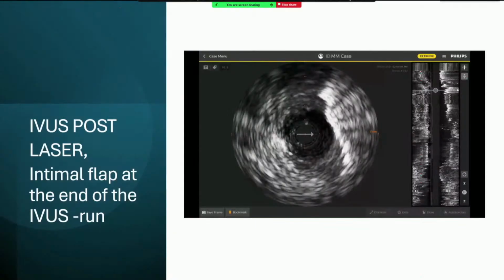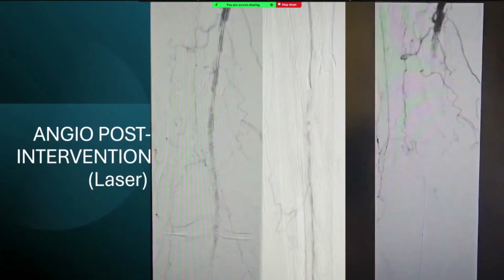Now here, that was, yeah. So now probably you can show the IVUS run.